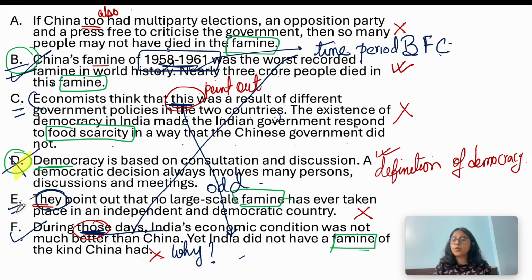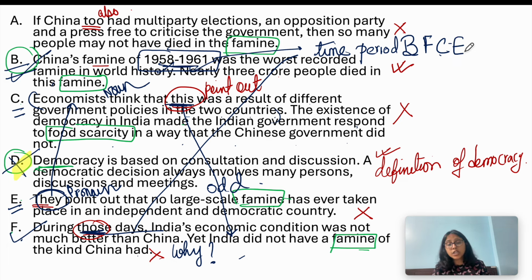Sentence E has this pronoun they. So here there is a noun-pronoun pair. Economists is the noun and they is the pronoun. Okay. They point out that no large-scale famine has ever taken place in an independent and democratic country. So who point out? They here refers to economists. Okay, so E comes after C.